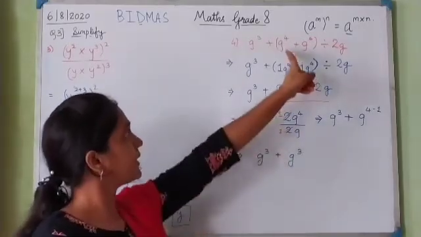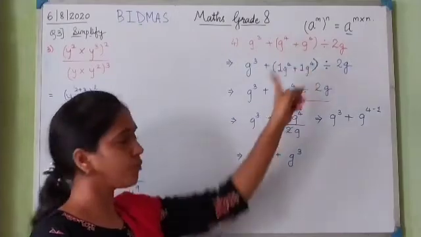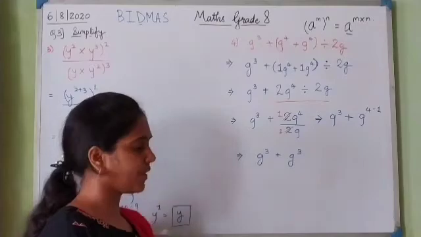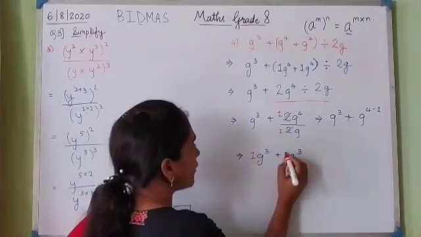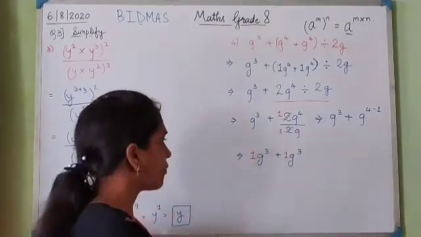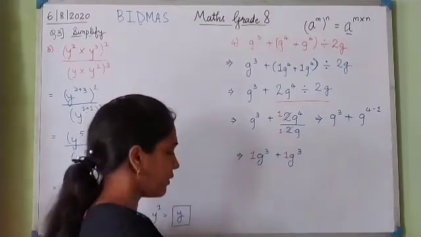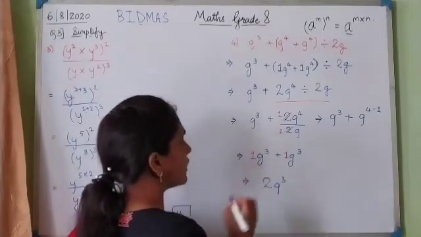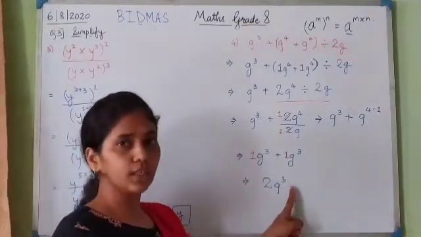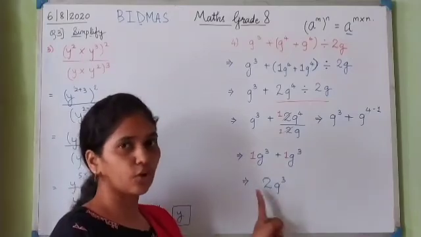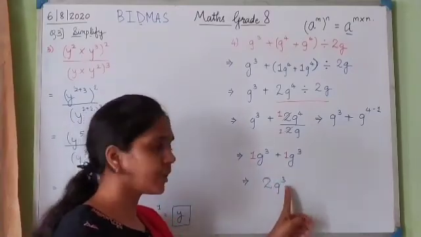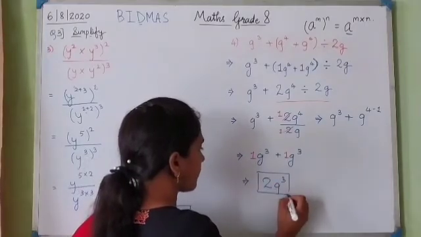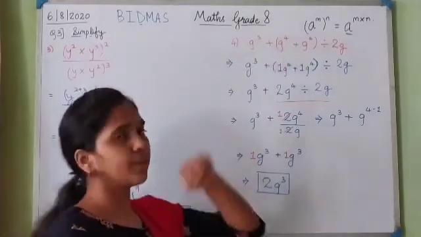Now again, here there was g raised to 4 and here is g raised to 3. So what we do, we can add them. There is no number here, that means there is 1 here, right? So 1g raised to 3 plus 1g raised to 3 will be 2g raised to 3. So this becomes 2g raised to 3. The power 3 is only for g, not for 2. So it is 2 and g raised to 3. So this is the final answer for this example number 4.